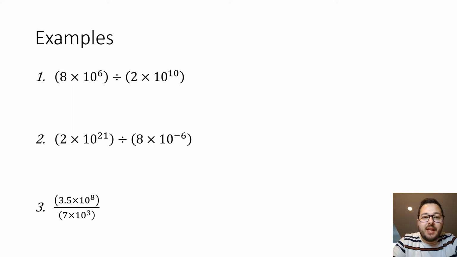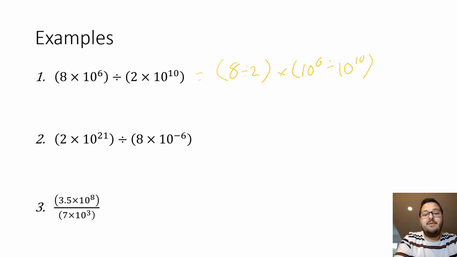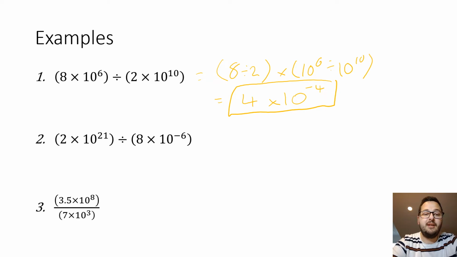Okay, so the first one then, we've got 8 times 10 to the 6 divided by 2 times 10 to the power of 10. So again, we can change this to 8 divided by 2 times 10 to the 6 divided by 10 to the 10. 8 divided by 2 is 4, and 6 take away 10 is minus 4. So it's 4 times 10 to the minus 4, and that's in standard form. Okay, the next one then.